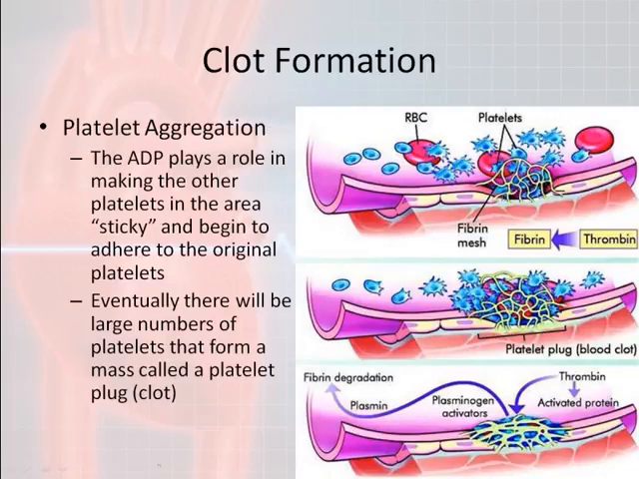That process that was just occurring right there is the beginning of the clotting process. Now that the ADP and the thromboxane are in the bloodstream, all of the platelets in the area start to get sticky, as it were, and they begin to adhere to the original platelets that are now covering all of the collagen fibers down here. So you have to get more platelets down here to do this. Eventually, the number of platelets will increase to form a massive platelet plug.